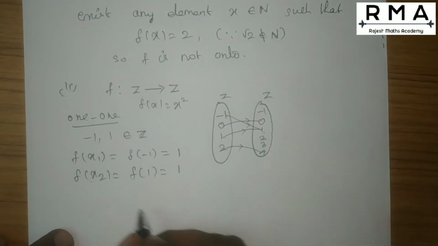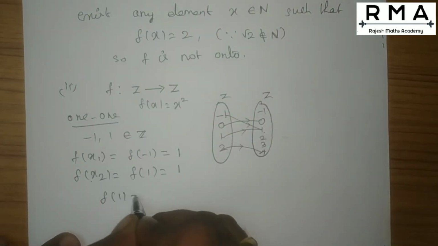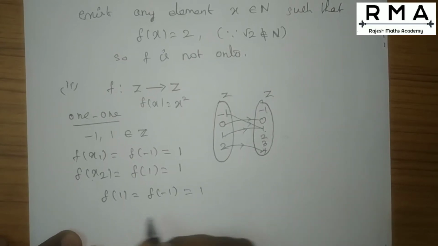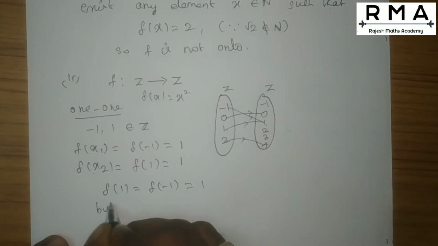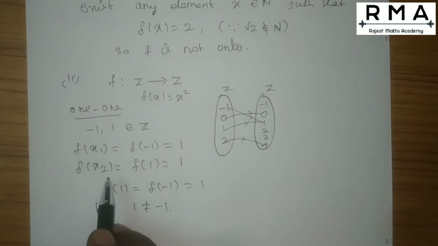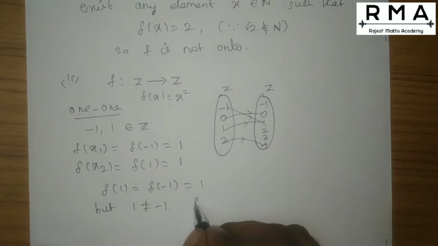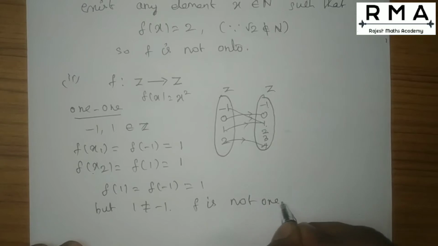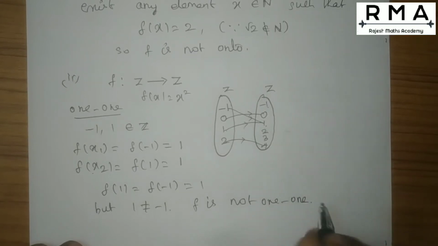So f of 1 equals f of -1, which is equal to 1, but 1 is not equal to -1. That is, f of x1 equals f of x2, but x1 is not equal to x2. So clearly f is not one-one. F is not one-one. What about the onto proof?